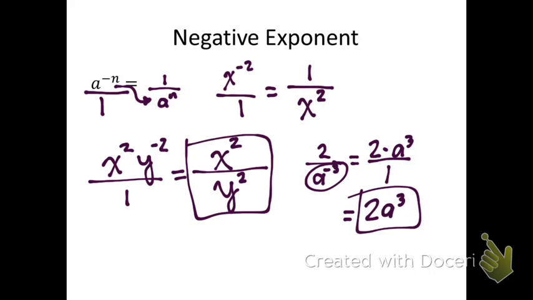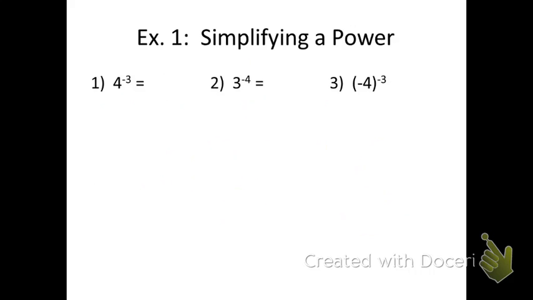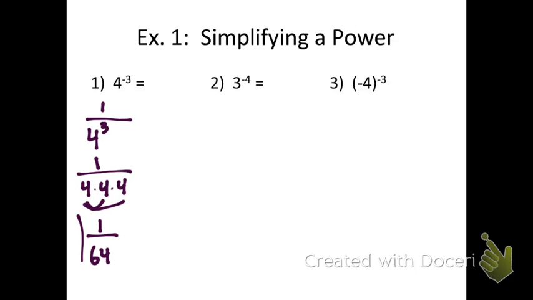So let's look at some of these. Number 1, 4 to the negative third. It's just like us saying 1 over 4 to the third. Now we want to simplify this, so this is also equal to 1 over 4 times 4 times 4. 4 times 4 is 16, and then 16 times 4 is 64. So this is like saying 1 over 64 is your answer. That's it on number 1.